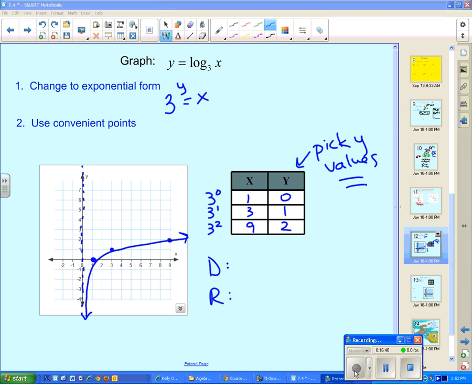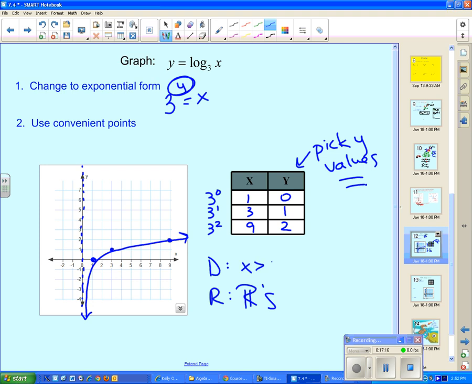So we said x and y flip-flop places, basically, from logs to exponentials. So instead of our domain being all reals, instead of our x's being all reals, our range should be all reals. Which means that we could have picked any value that we wanted to put in for that exponent. You can put negatives, you can put positives, you can put 0 in as the exponent. But what about the numbers we got out? What about the x values? Those are all greater than 0. Yep, all positives. So x is greater than 0 is going to be our domain. Okay, questions?